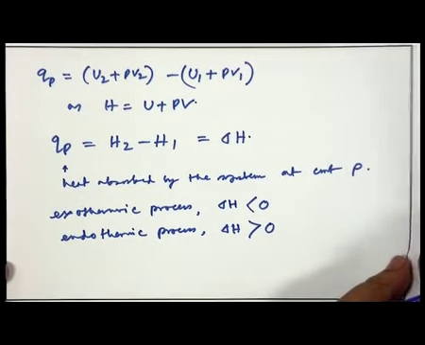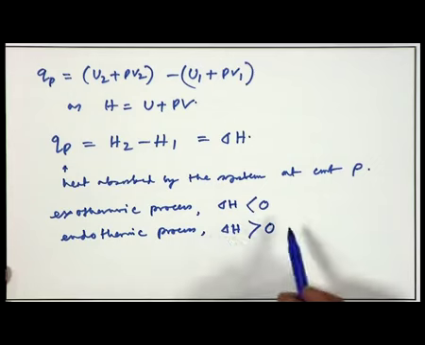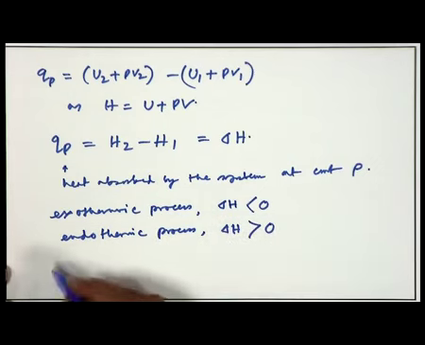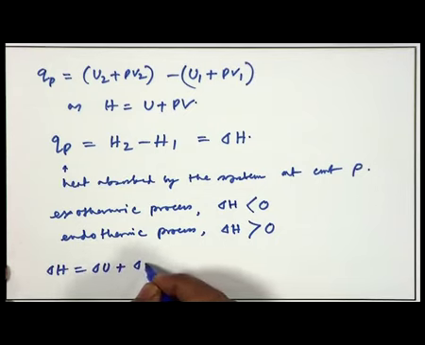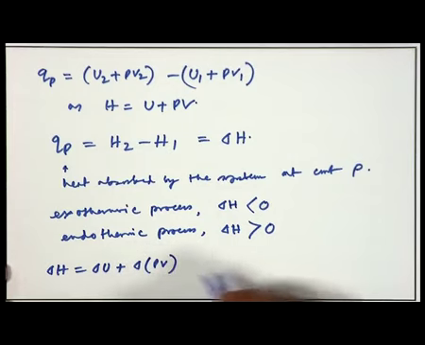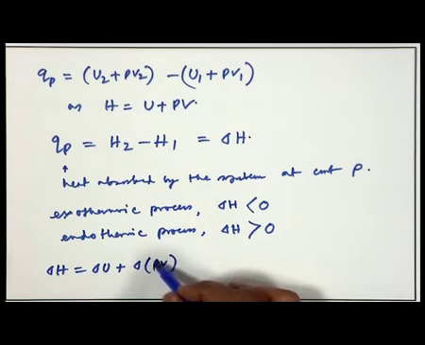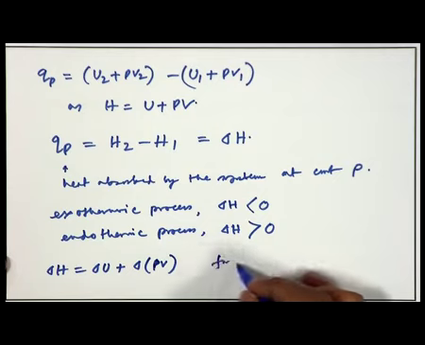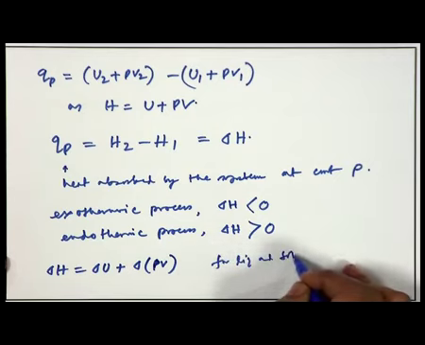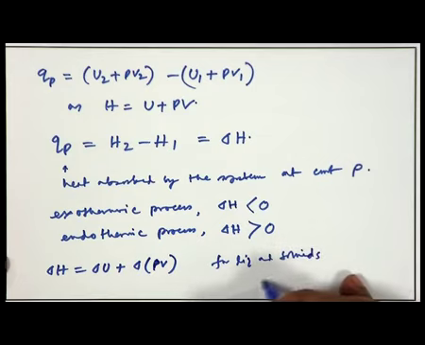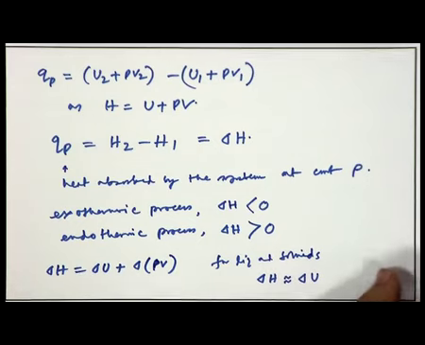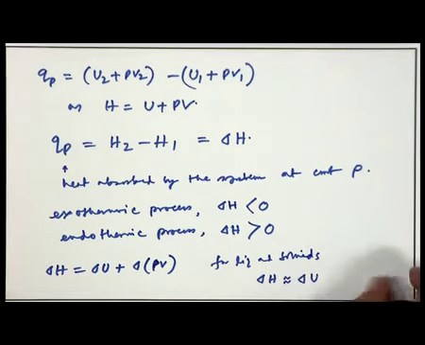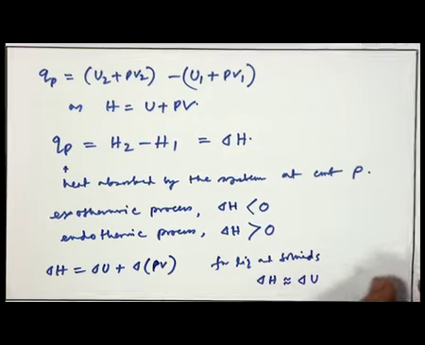For most of the cases, you can write delta H as delta U plus delta (PV). Now, for liquids and solids, this is not a significantly high number. So, for liquids and solids, the delta H value is more or less similar to the value of delta U, but for gases obviously they are significantly different.